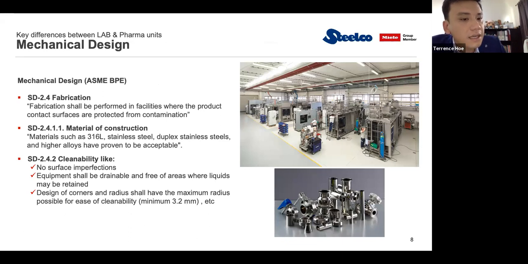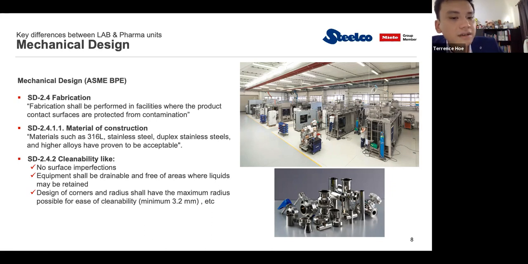In a pharmaceutical grade sterilizer or washer or system that is produced for pharmaceutical manufacturing areas, the fabrication of this system shall be performed in a facility where the product contact surfaces are protected from contamination. So it means that the area where you produce this pharmaceutical grade system needs to be a controlled environment in the production area itself.